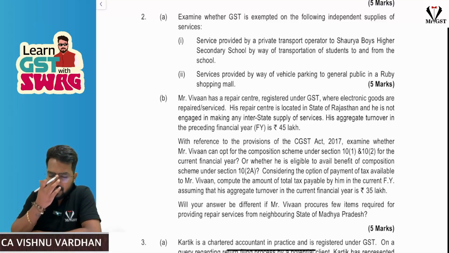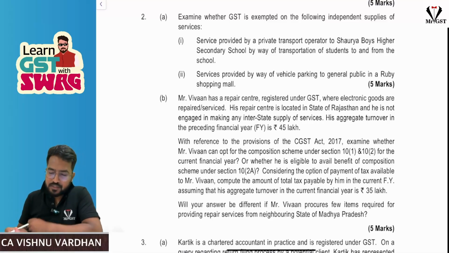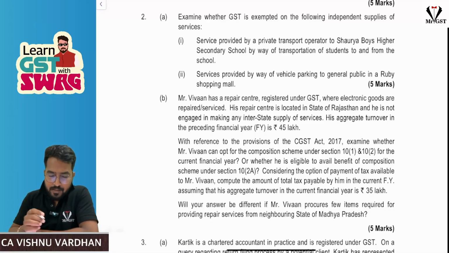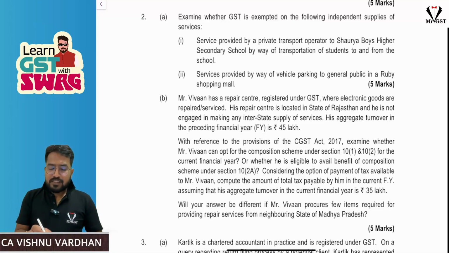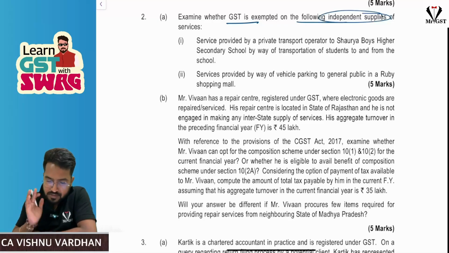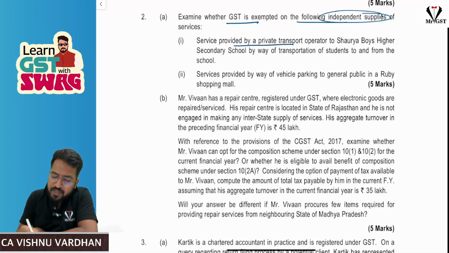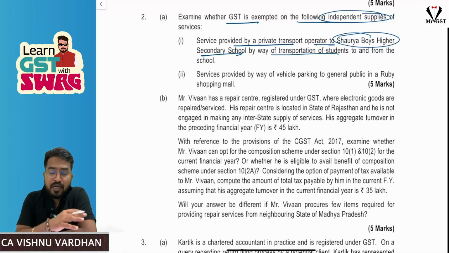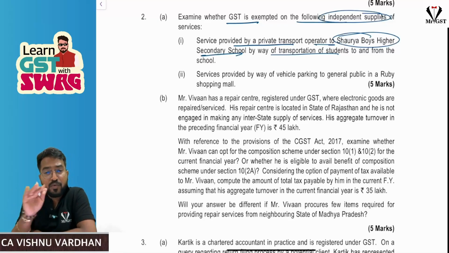Right. So now, if you see the next question, sir, whether GST is exempted in the following independent supplies. They are asking whether GST is exempted in the following independent supply of services. Now, services provided by a private transport operator to Shaurya Boys Higher Secondary School by way of transporting the students to and from the school. You remember in our class we would be discussing Hardik Pandya is renting a bus to Rohit Sharma to transport the students of Mumbai Indians English Medium High School.